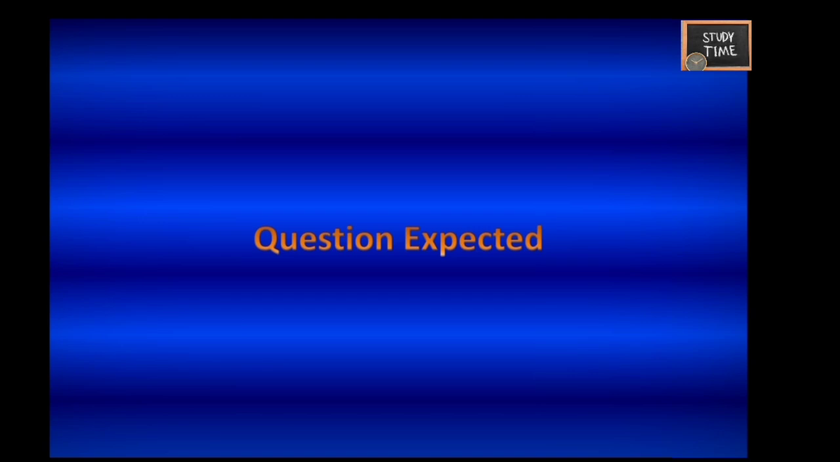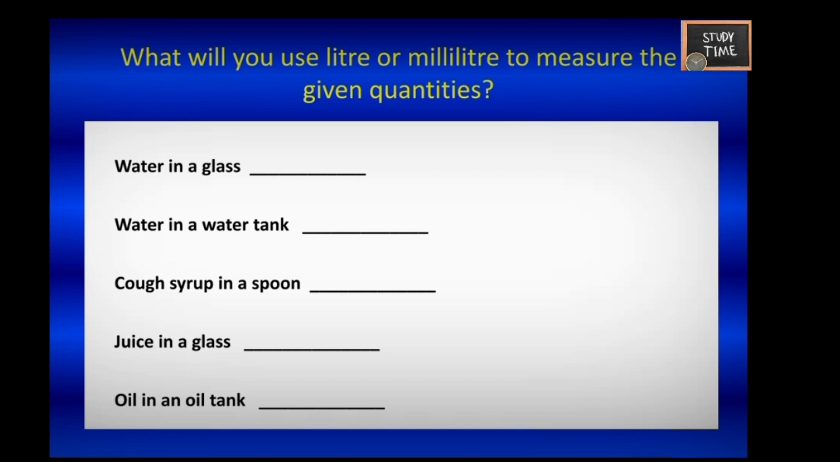Next, chapter 7, Jugs and Mugs, ends here. Next we are going to see questions expected from the exam point of view. I am not going to give the answers for this. I am going to just discuss the questions expected. So you will be getting questions like this.